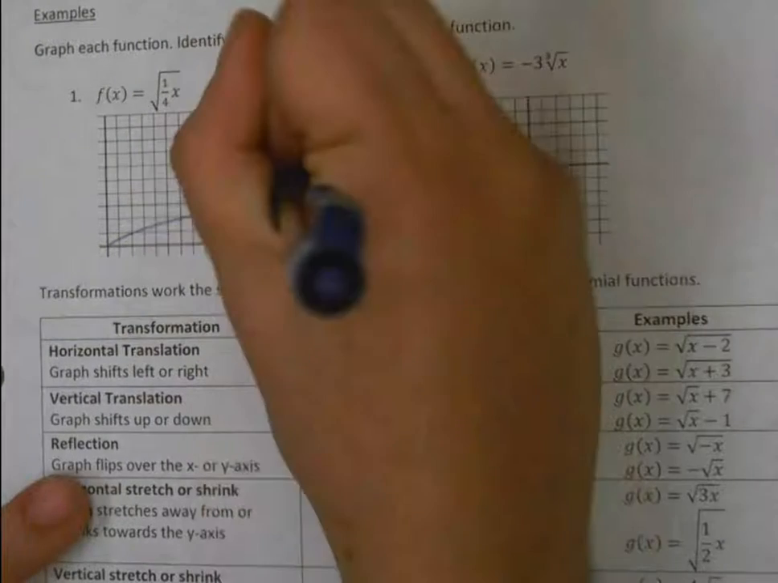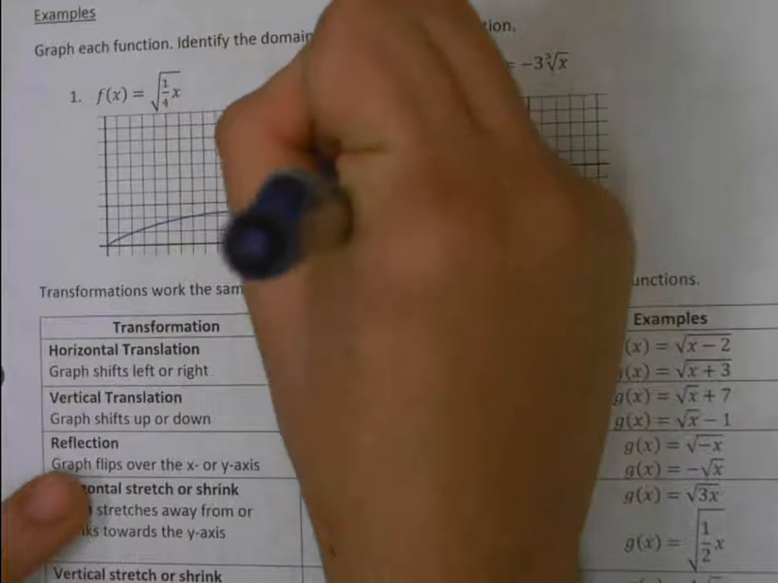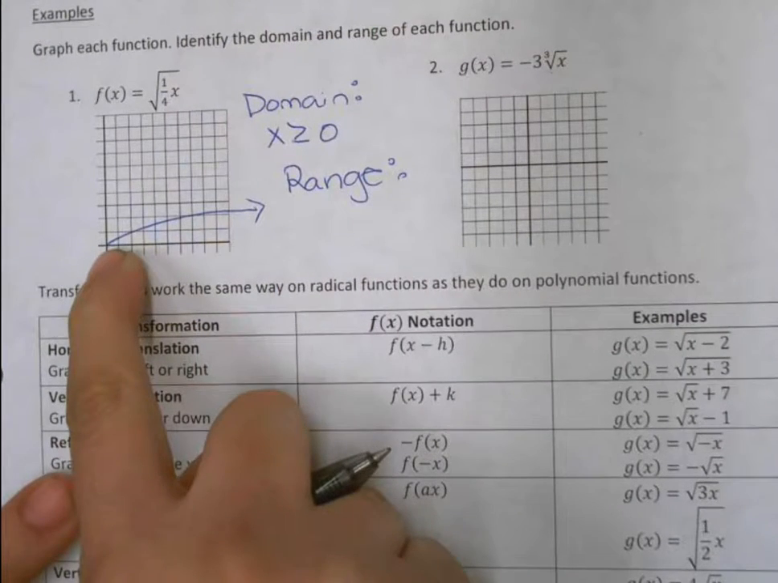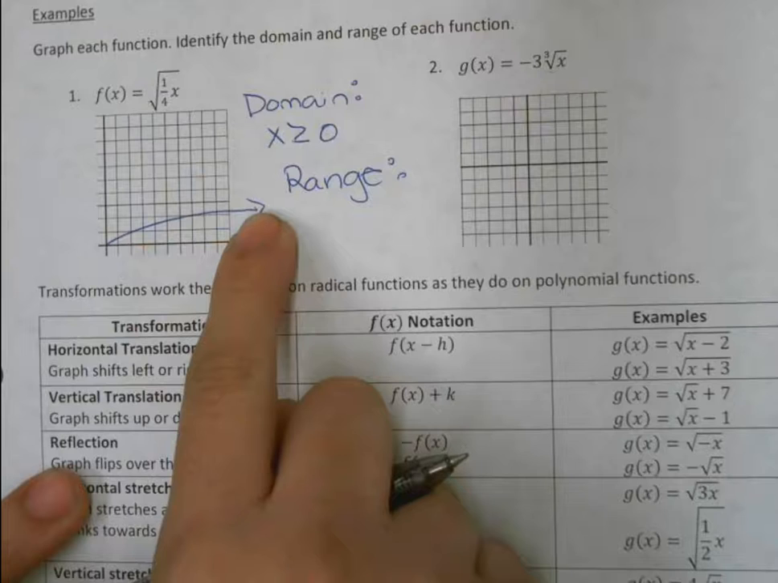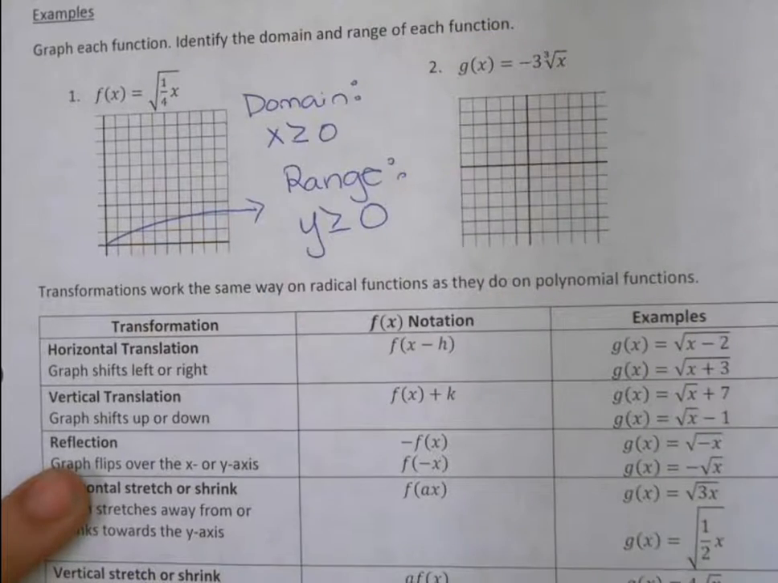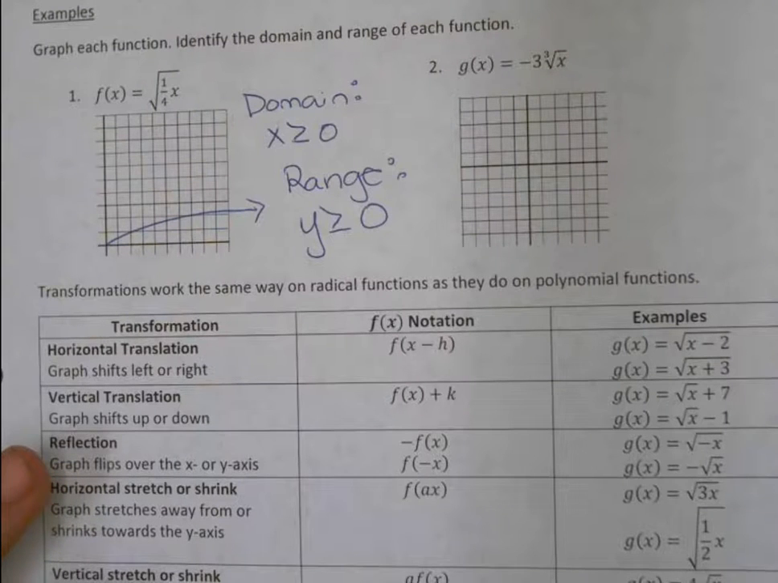Okay, then my range. Kind of the same deal. Before this point, it doesn't go any lower, right? It just keeps going up. Yeah, so it's going to be y is greater than or equal to 0, because it just keeps going up from the origin. So questions on number 1?